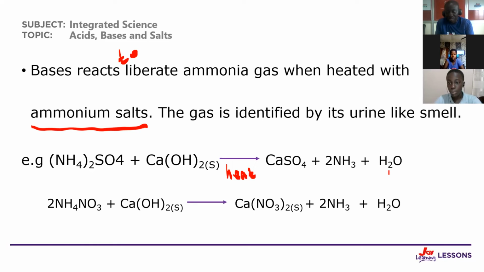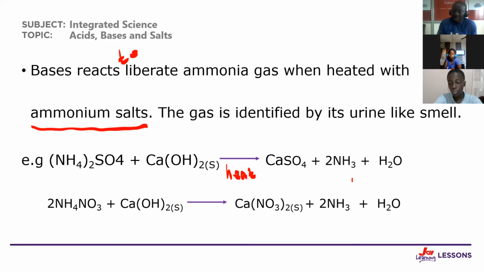So when I was treating the acids, I mentioned that there is an acid that can be used as a drying agent. It is not appropriate for this, but which acid is that? Sulfuric acid. So we use sulfuric acid. Sulfuric acid can be used to absorb water.